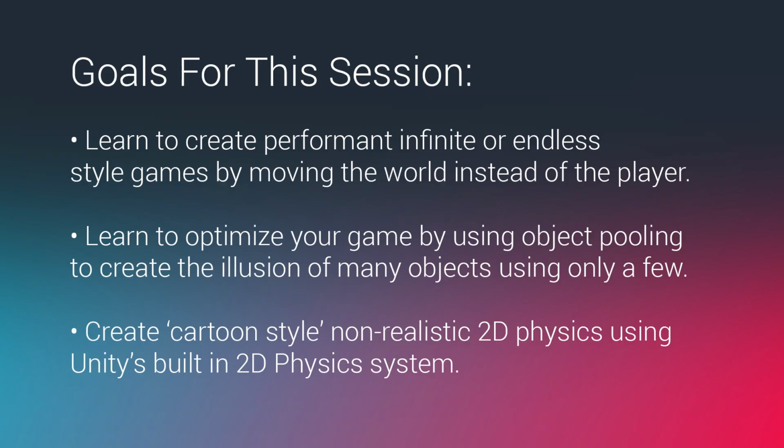And then the third takeaway is that we are going to be creating cartoon style, non-realistic 2D physics using Unity's built-in 2D physics system. So we're not going to be using accurate physics. We're going to control the physics system ourselves, to get a very precise and reliable style of jumping or flapping for our bird, using some scripting techniques to modify and control the way that the physics work.